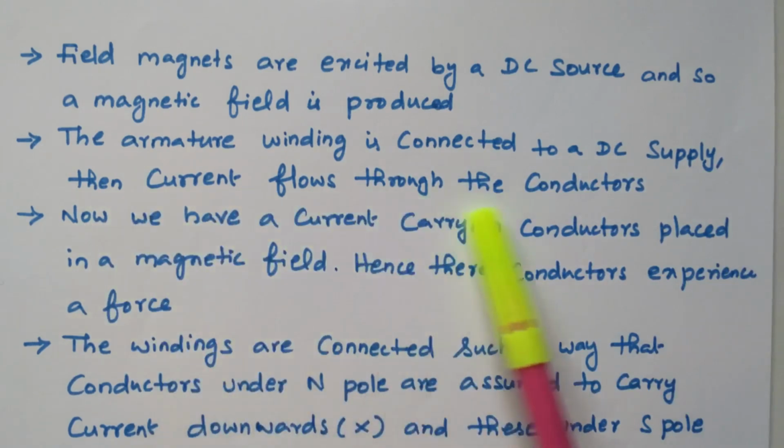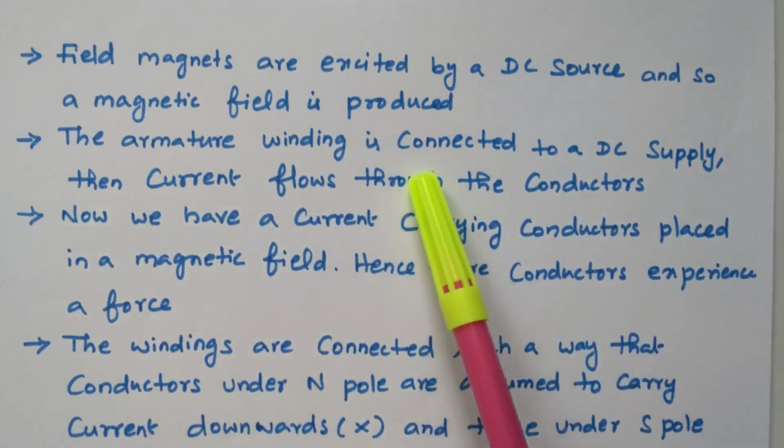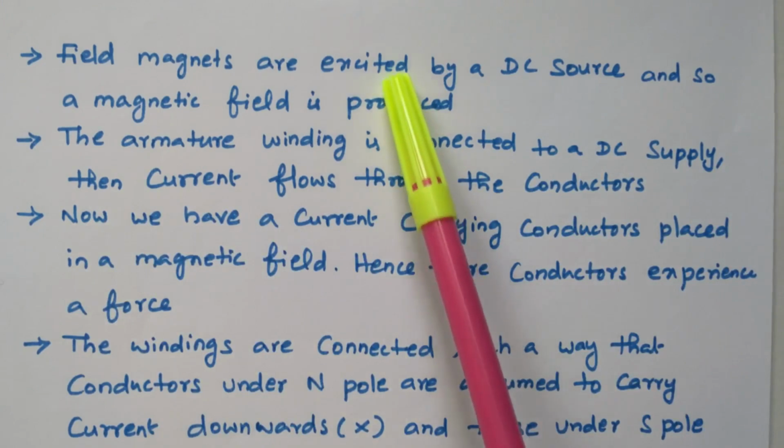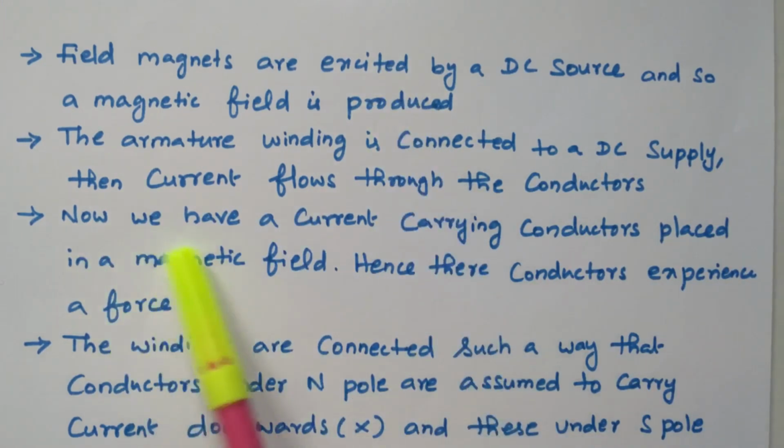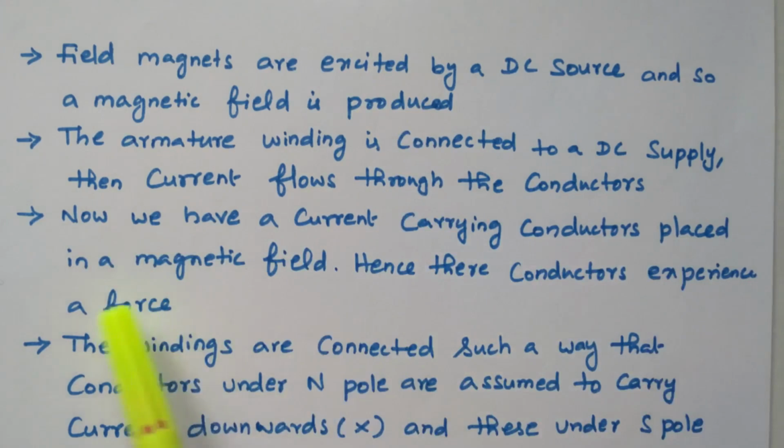Then the current is flowing through the conductor. So now this becomes a current carrying conductor, placed in a magnetic field. Hence the conductors are experiencing a force.